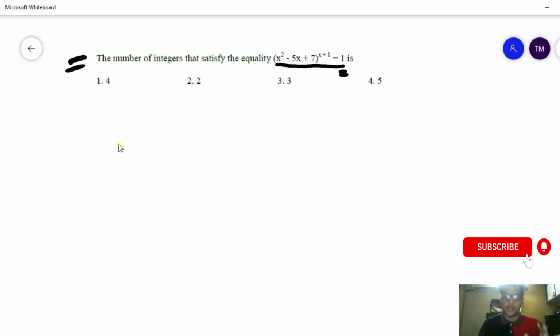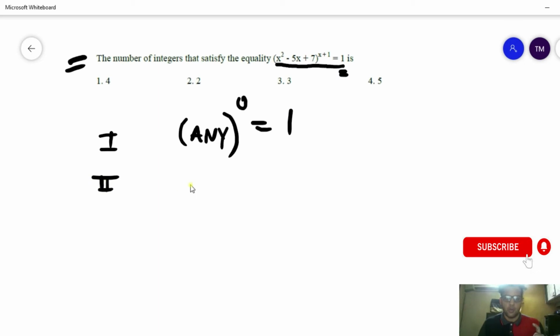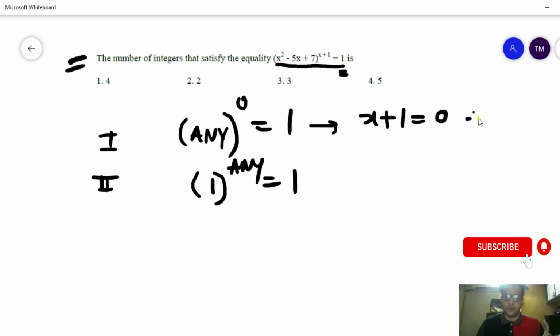If you carefully look at the equation, it says that (x² - 5x + 7)^(x+1) is equal to 1. Now how can we get 1? First, anything raised to 0 is 1, or second, 1 raised to anything is equal to 1. Now if we equate this with our first condition, can I get x + 1 = 0? Therefore x is equal to -1.